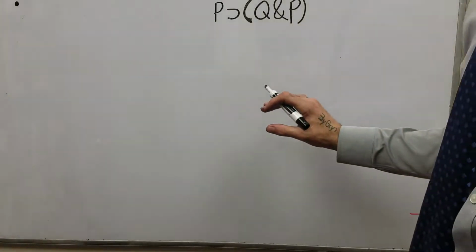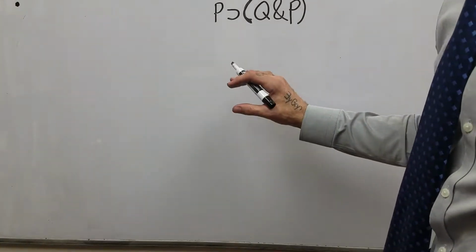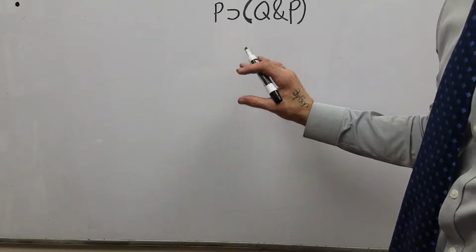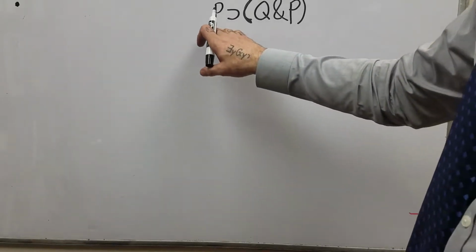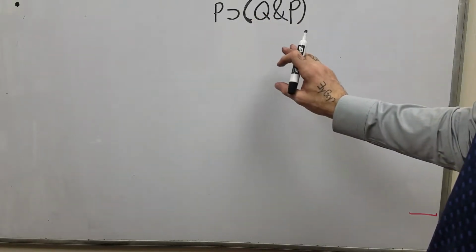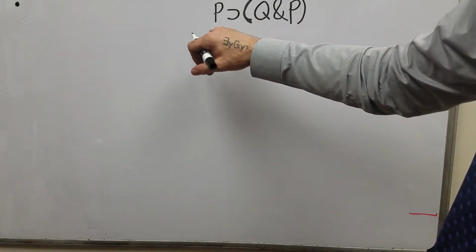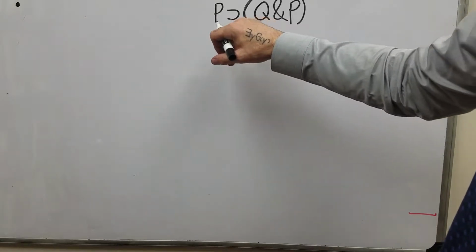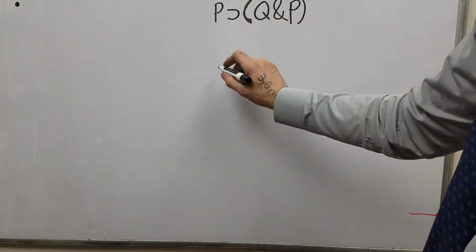Alright, hi everyone. In this video, we're going to do a simple truth table so you can see how that works live. We're going to do a truth table for this sentence here. You would read this in English as something like, if P, then Q and P.